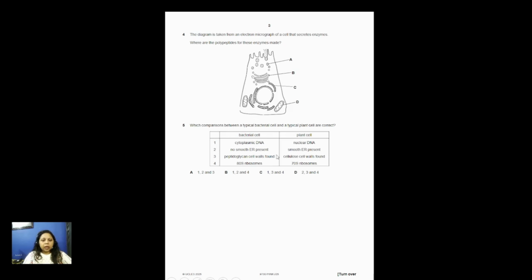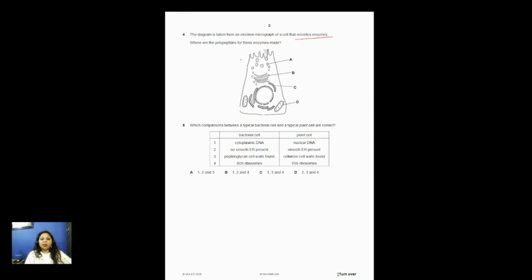Simple. The next one: the diagram is taken from an electron micrograph of a cell that secretes enzymes. When we talk about the electron microscope, there are two types of electron microscope. One is the one in which we see the details of the very inside of the cell, or you can say the organelles of the cell. But there is another type in which we can see actually how the process is happening. So if we look into the process, like how it is happening, definitely scientists know how this is happening.